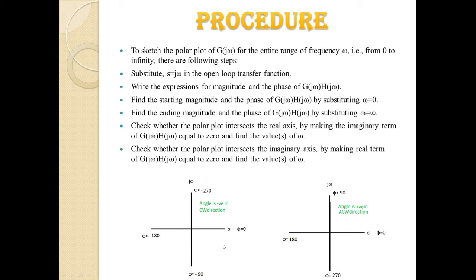So this is sigma, with the angle phi equal to 0, then minus 90 degrees, then minus 180 degrees, then minus 270, and again minus 360. So minus 360 and 0 is the same line. And the angle will be taken positive in the anti-clockwise direction. So throughout this lecture, the angle is taken negative in the clockwise direction. So we will get 0, minus 90, minus 180, then minus 270.